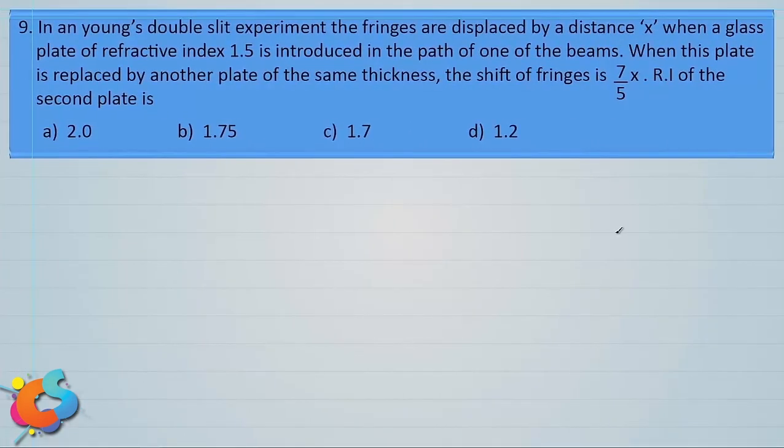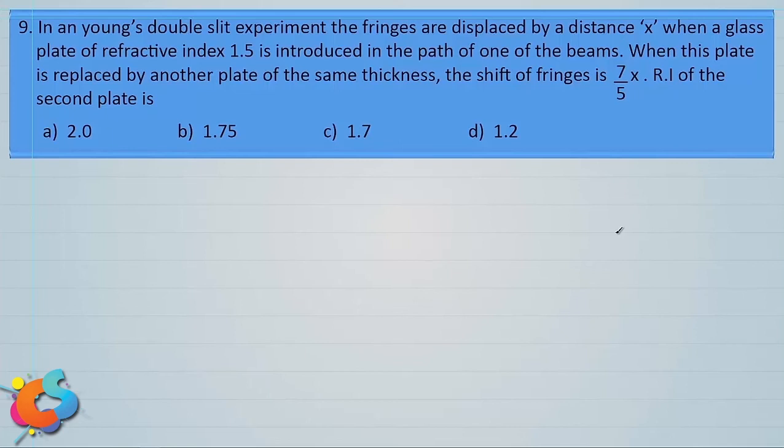Now let's take up an important question, dear students. In a Young's double-slit experiment, the fringes are displaced by a distance x when a glass plate of refractive index 1.5 is introduced in the path of one of the beams. When this plate is replaced by another plate of the same thickness, the shift of fringes is 7 by 5 times x. The refractive index of the second plate is: options A 2.0, B 1.75, C 1.7 and D 1.2.